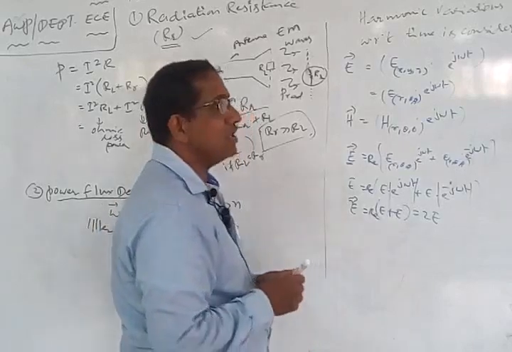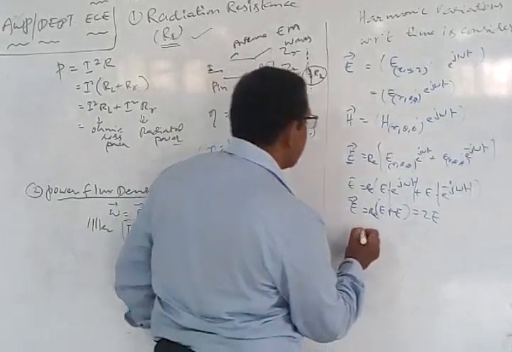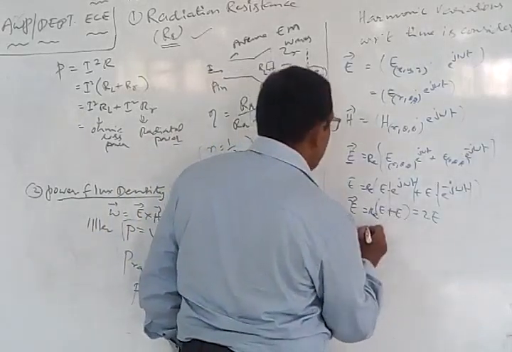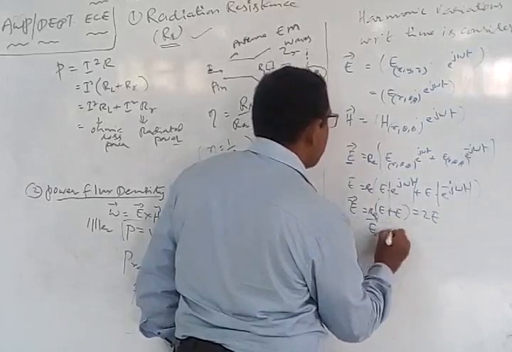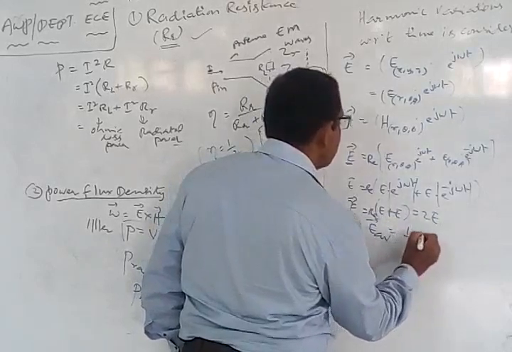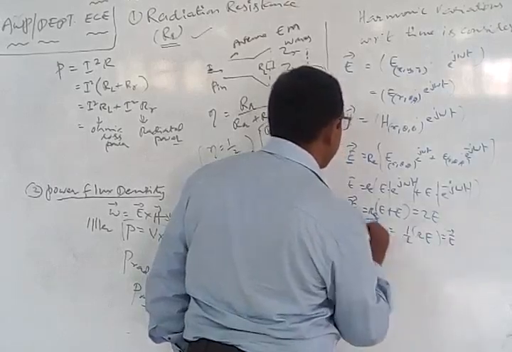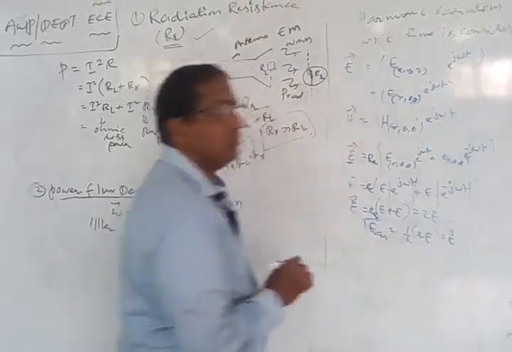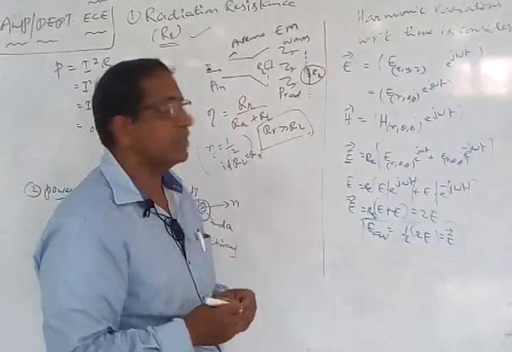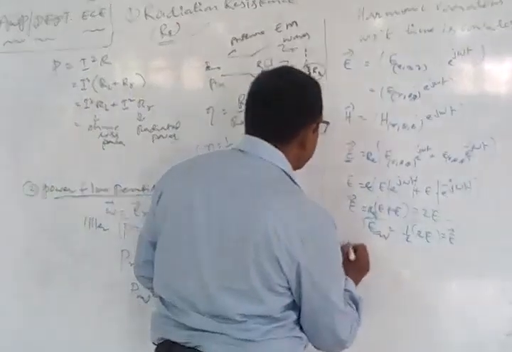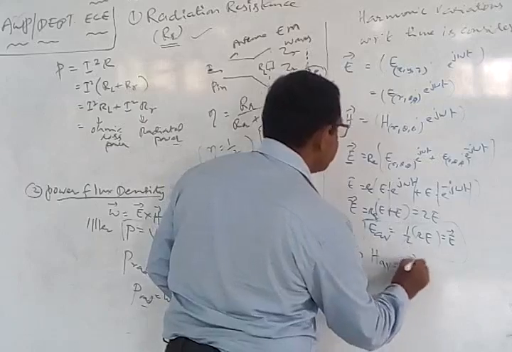Here we have to find the average value of the signal. So the average electric field, E average, is equal to 1 by 2 into 2E, which is equal to E. So the average value of the electric field is E, which means we are going back to the previous equation. Similarly, H average is equal to H.